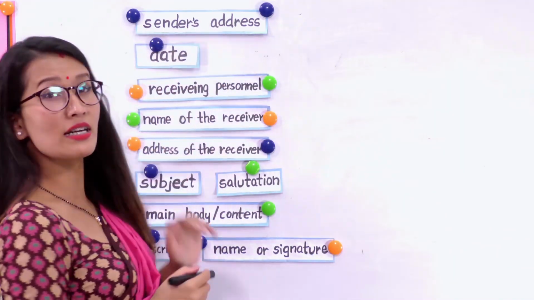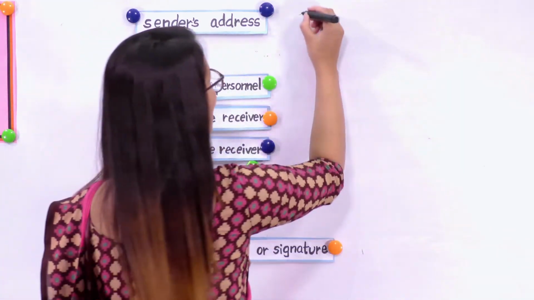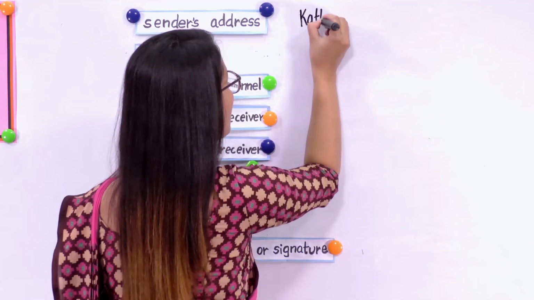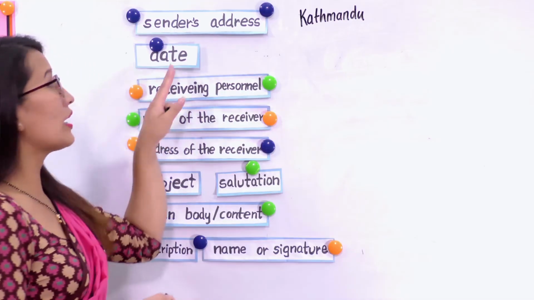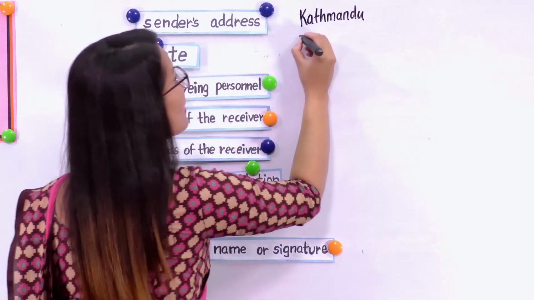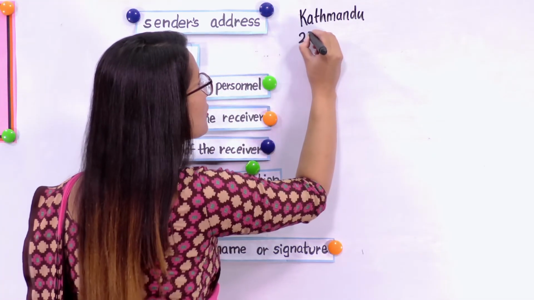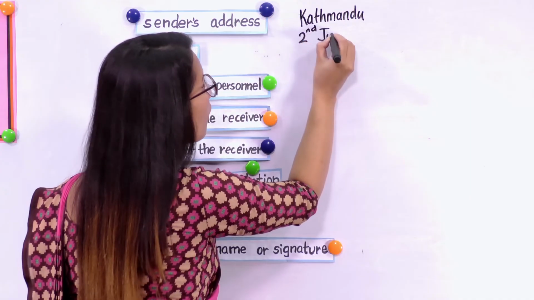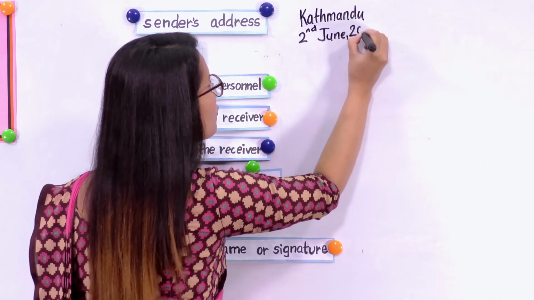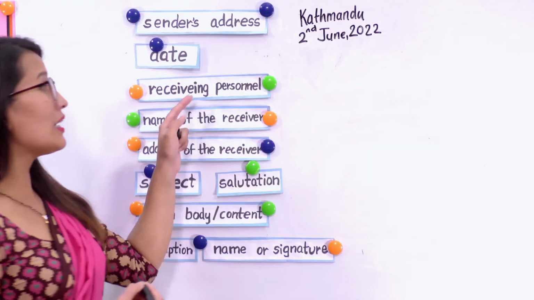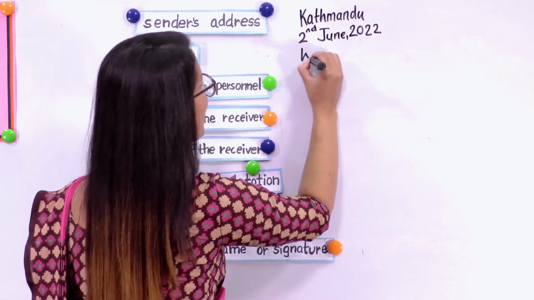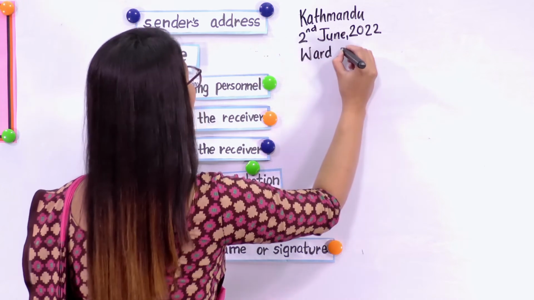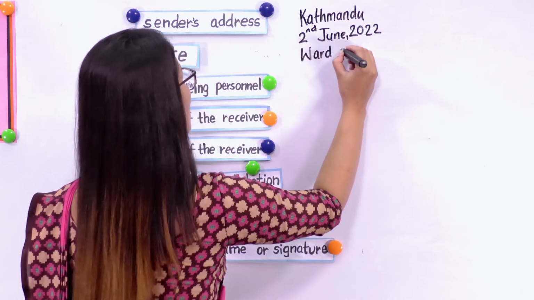We're writing about drainage, so let us go point-wise. First we need to write the sender's address. My address is Kathmandu. I'll write Kathmandu. Then we need to write the date. Today is 2nd June 2022. Then let's write the receiving personnel. Who is the receiving personnel? Ward chairperson.